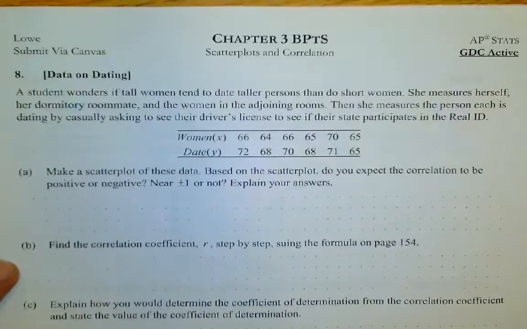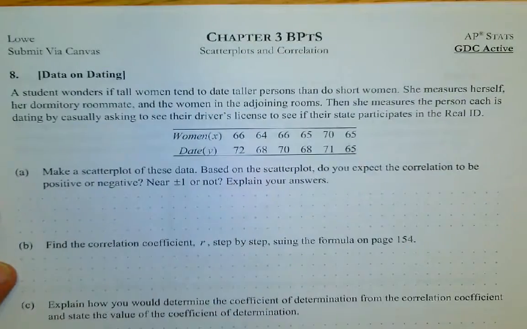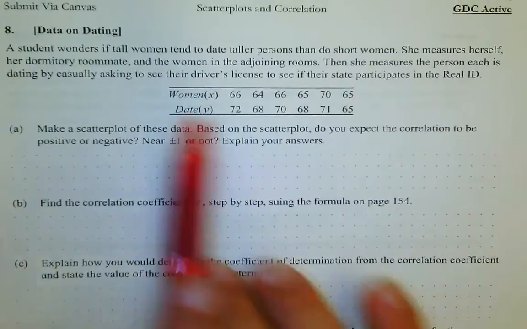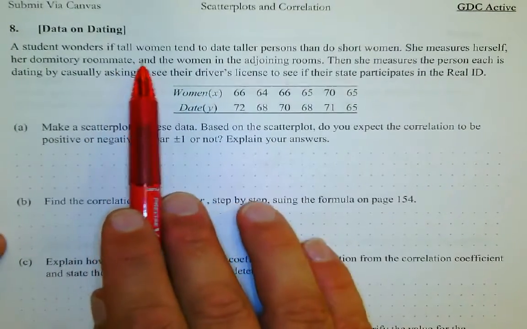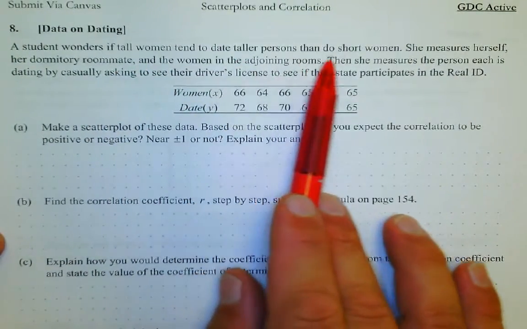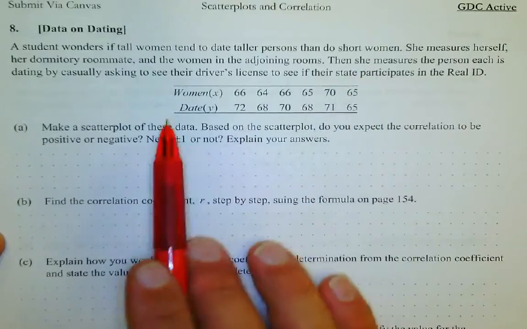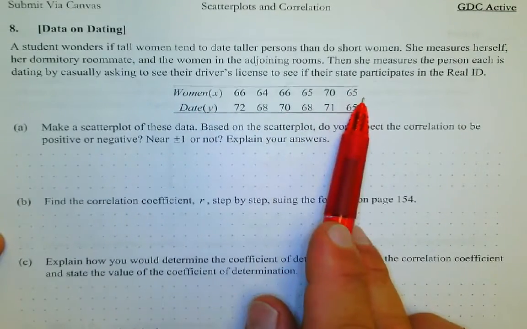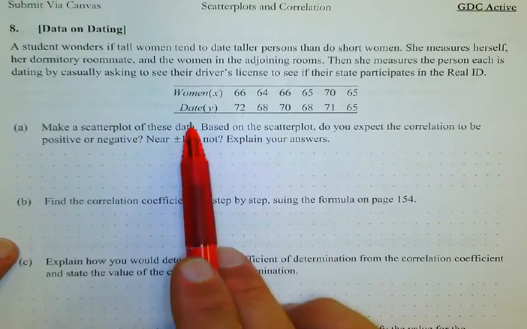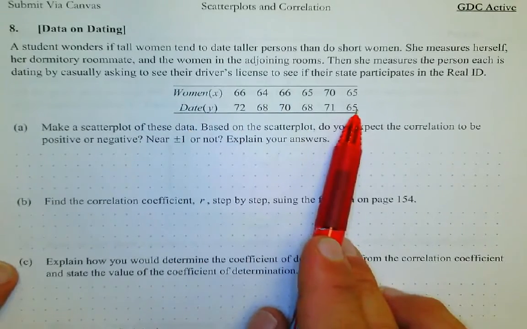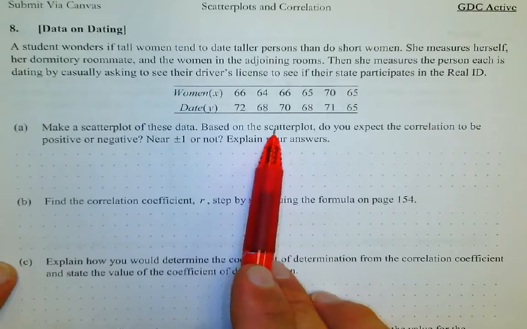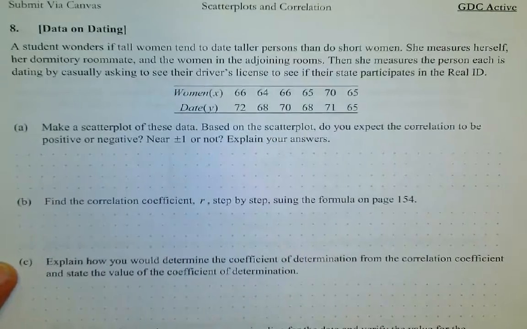Okay, so here we have another problem that you're going to need to submit dealing with scatter plots and correlation. This happens to talk about a student wondering if tall women tend to date taller persons than do short women. Right? So they measure, let's see, 1, 2, 3, there's 6 women that they measure. They measure the heights of their dates as well and ask to make a scatter plot of the data. Okay, and what do we expect the correlation to be?